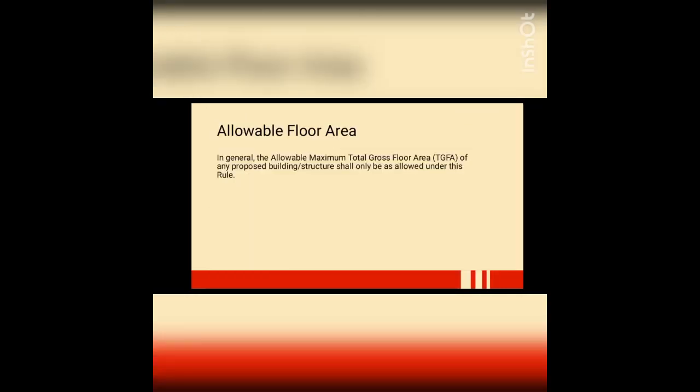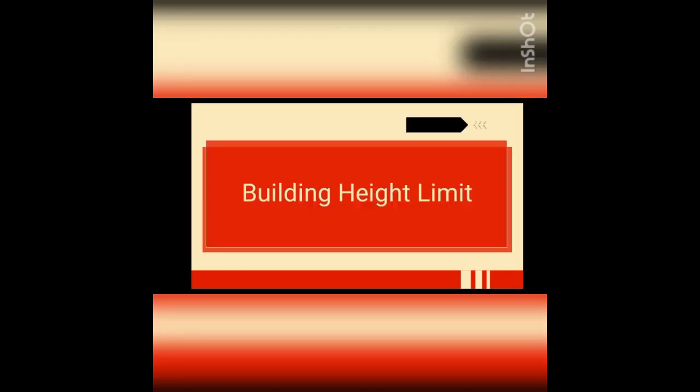Allowable floor area is the total floor area inside the building envelope, including the external walls and excluding the roof. In general, the allowable maximum total gross floor area or the TGFA of any proposed building structure shall only be allowed under this building height limit. It also aids in controlling density and limiting the maximum height of structures.